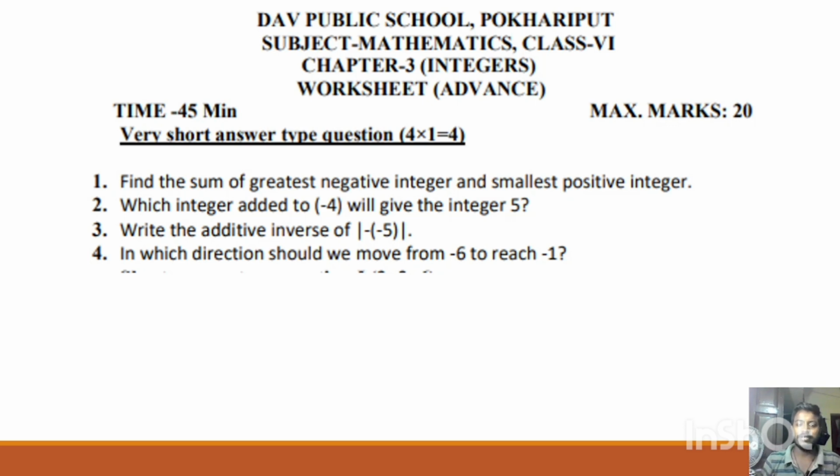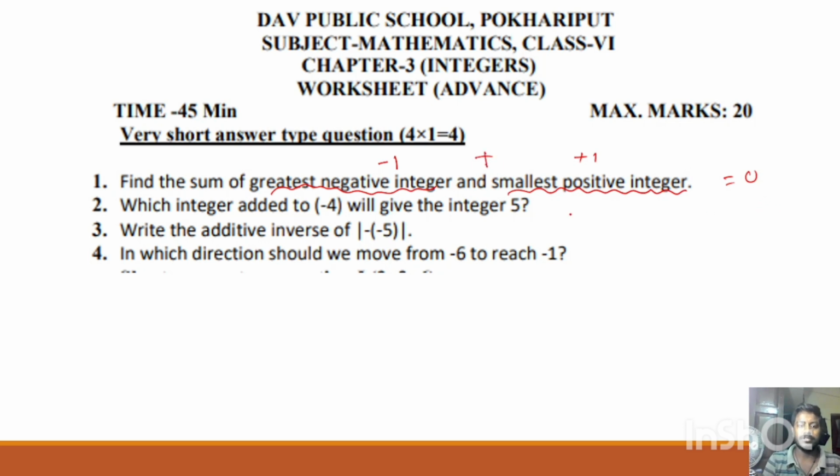First question, question number 1. Find the sum of the greatest negative integer and the smallest positive integer. We know that the greatest negative integer is minus 1, and the smallest positive integer is plus 1, and the sum of these is equal to 0. Yes or no? Minus 1 plus 1 is equal to 0.